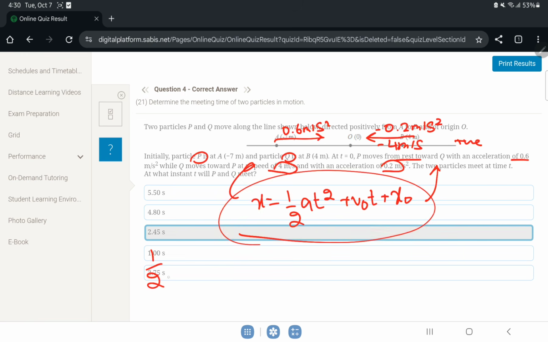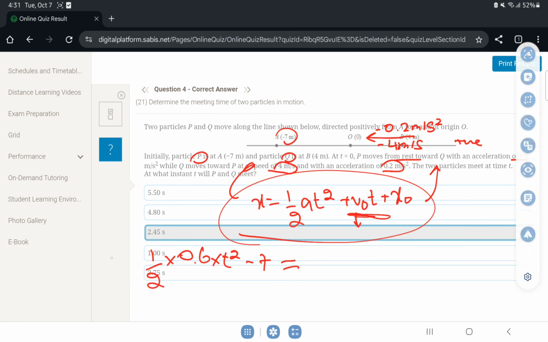So 1 over 2 times, this is for P now, the position of P is equal to 1 over 2 times the acceleration 0.6 times t squared. V initial t is 0 since it starts from rest, and x initial is -7.